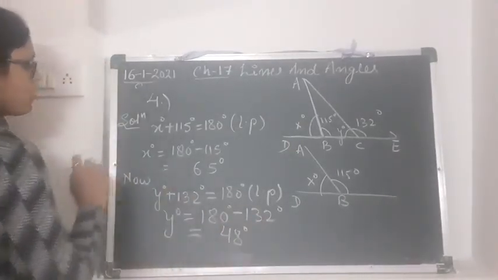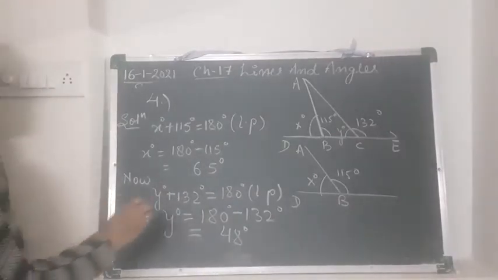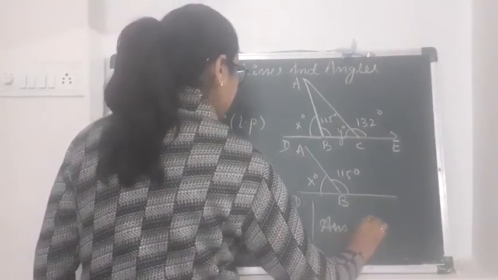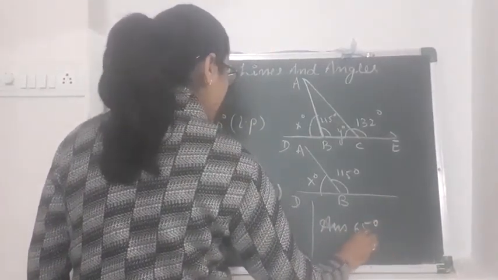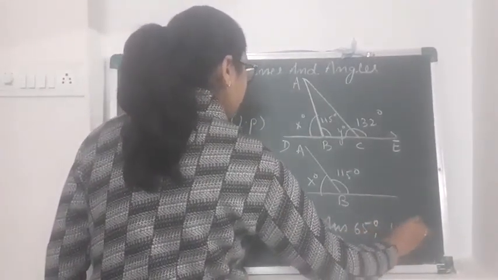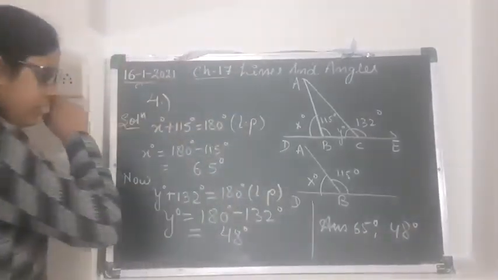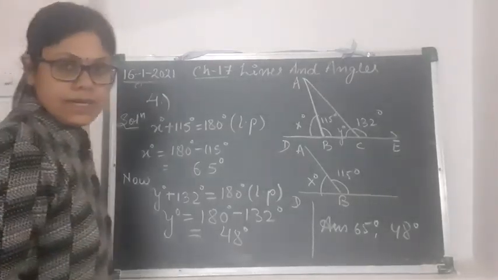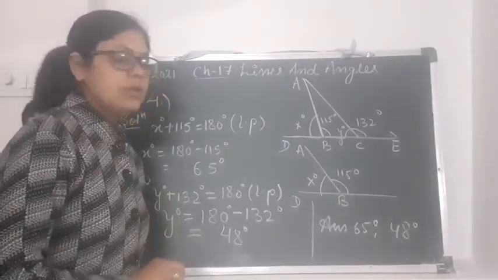Okay, so I got x degrees is equal to, so what answer am I getting? 65 degrees and I am getting 48 degrees. So x is equal to 65 I am getting and y is equal to 48 I am getting. Clear? So this is the answer.